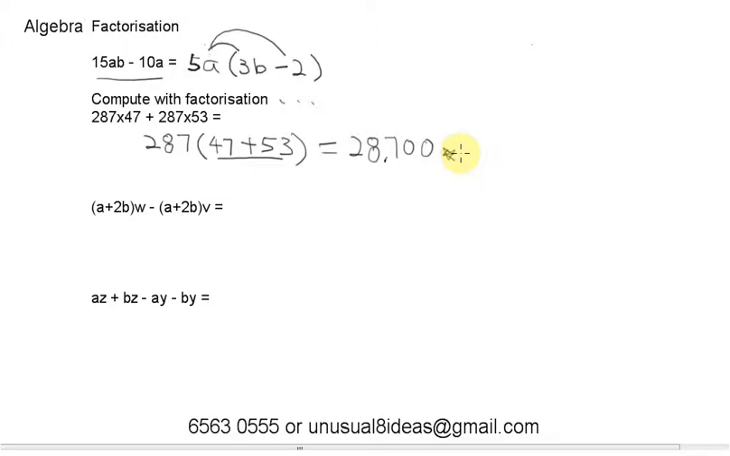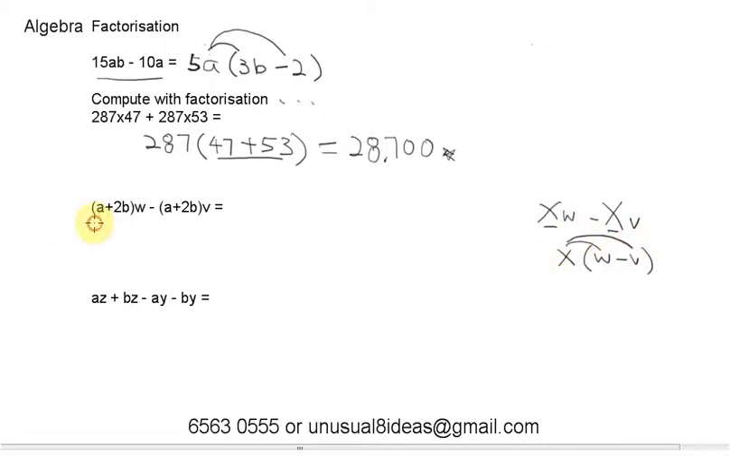Really simple. The next question looks very intimidating, but it's exactly the same thing. Some students just can't see it. I'll just write it down somewhere here. Imagine we have a capital X W minus capital X V. What is common? Capital X. So we just bring out a capital X, W minus V. Capital X times W, capital X times negative V.